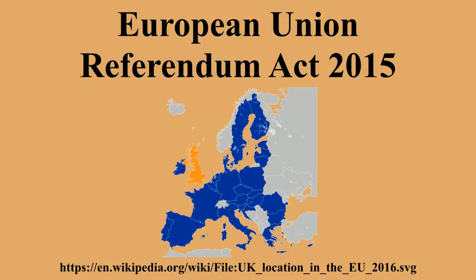In the event of a leave vote, the government would decide under what circumstances to invoke Article 50 of the Lisbon Treaty to begin a 2-year process of negotiations for Britain to leave the EU. European Union law would remain enforceable in the United Kingdom unless the European Communities Act 1972 were repealed.